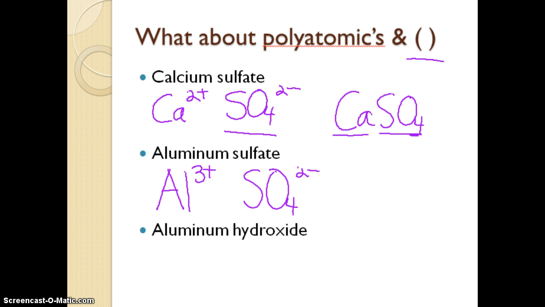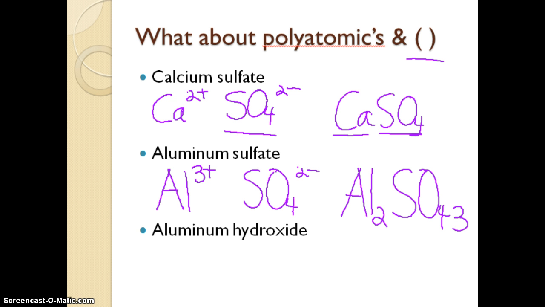Oh, this reminds me of the problem we just recently did on the previous slide. I have something that wants to lose 3 and something that wants to gain 2. How do I get that to be neutral? Well, I need to look at the lowest common multiple, which is 6. So how do I get to lose 6? Well, I need 2 aluminums. 2 aluminums will be a total of positive 6 charge. How do I get a negative 6? I need to take 3 sulfates. And there we have, oops, the formula.